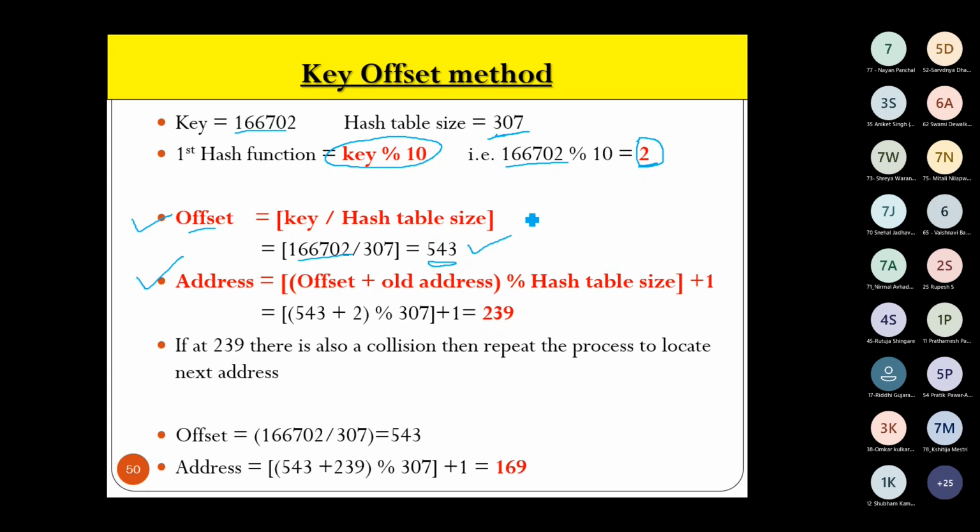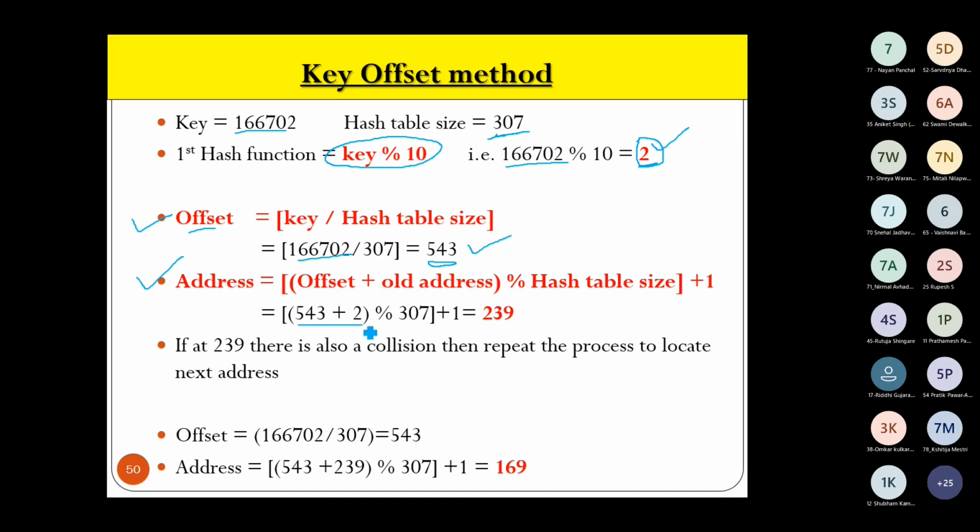Okay. So we have got this result as an offset. Now use this offset to find out the address. So how to find out the address? Address is equal to old address, the old address where the collision occurred. What is that address? 2. So this offset value, that is 543, plus the old address at which the collision has occurred, that is 2.